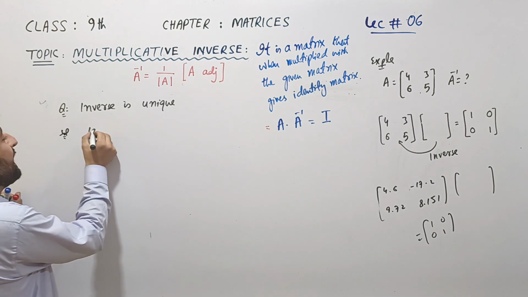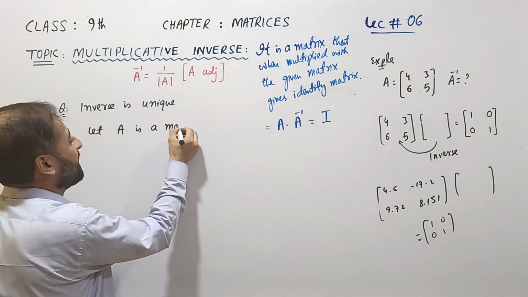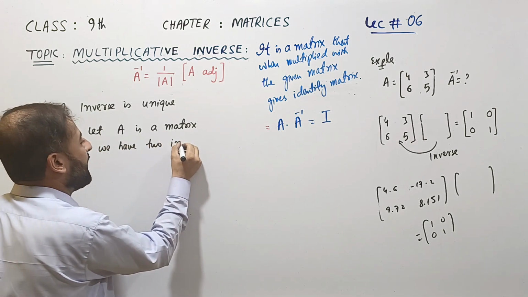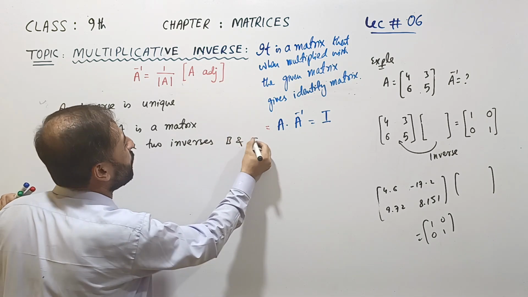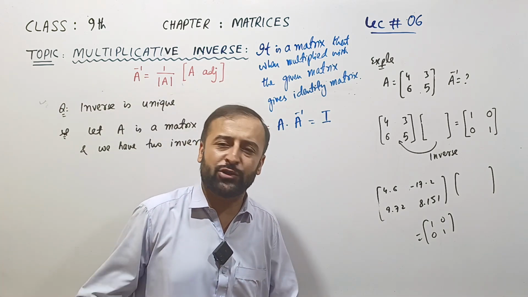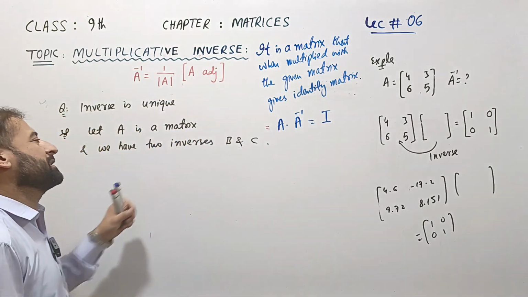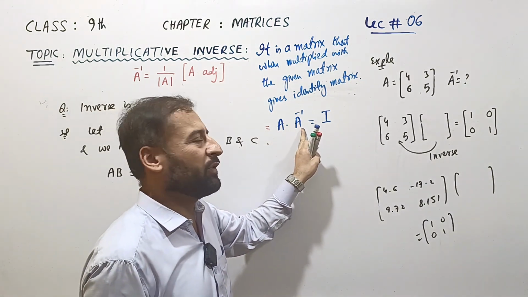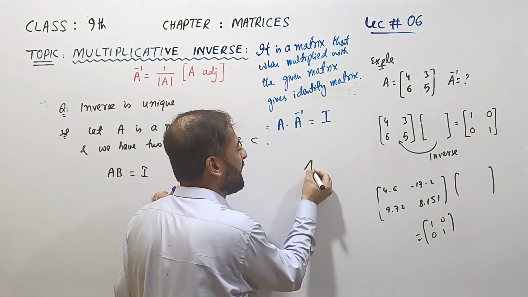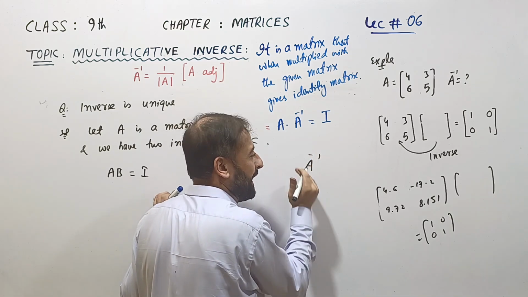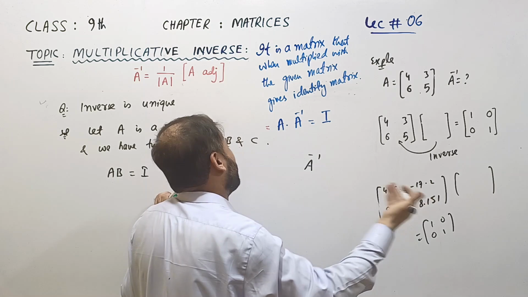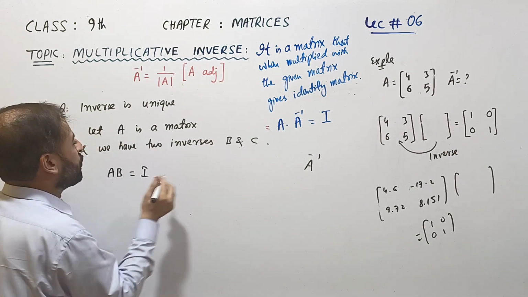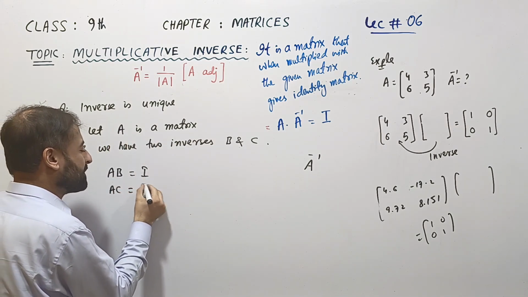To prove this, let A be a matrix, and suppose we have two inverses, B and C. Then A multiplied by B will be equal to identity, because a matrix multiplied with its inverse is equal to identity. A inverse means the inverse of A. A is a matrix and that one is the inverse of A. So since B is an inverse, A times B will be equal to identity. Similarly, A times C will be equal to identity because both are inverses.